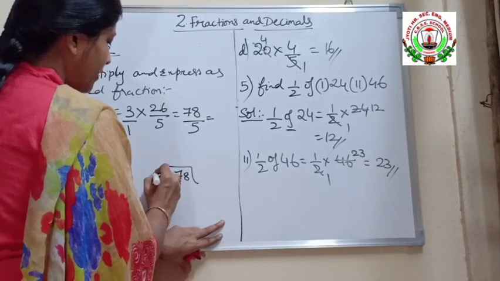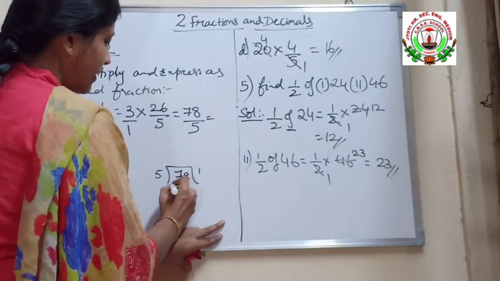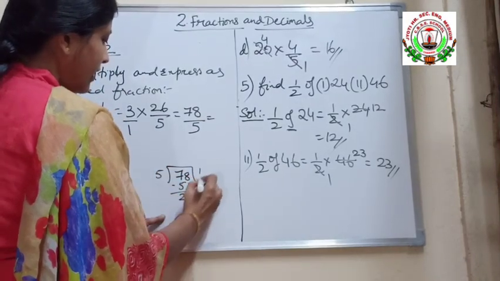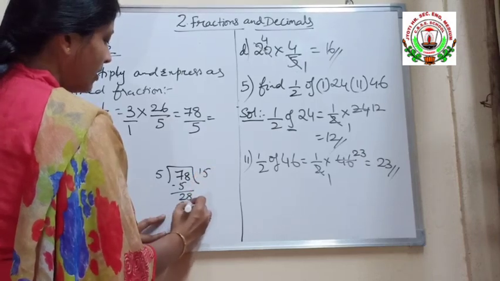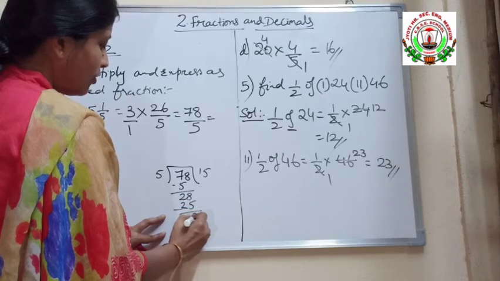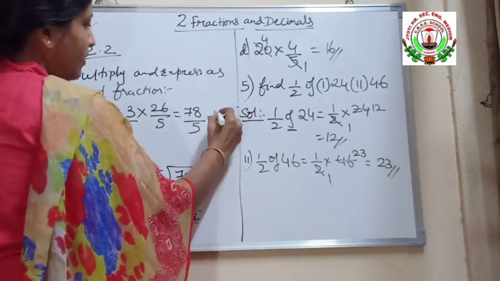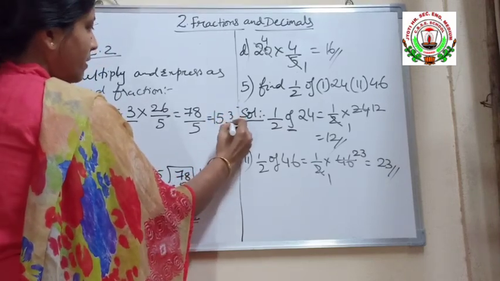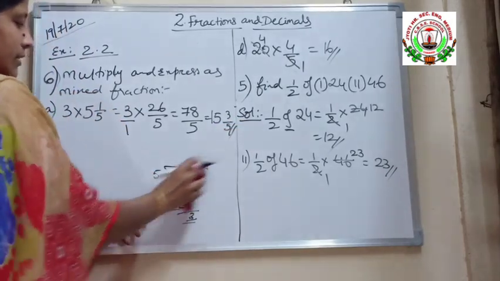78 divided by 5. 5 ones are 5 here. 28, 7 5s are 35, and 25, and 3 is left. So it will be 15 3 by 5. This is your answer.